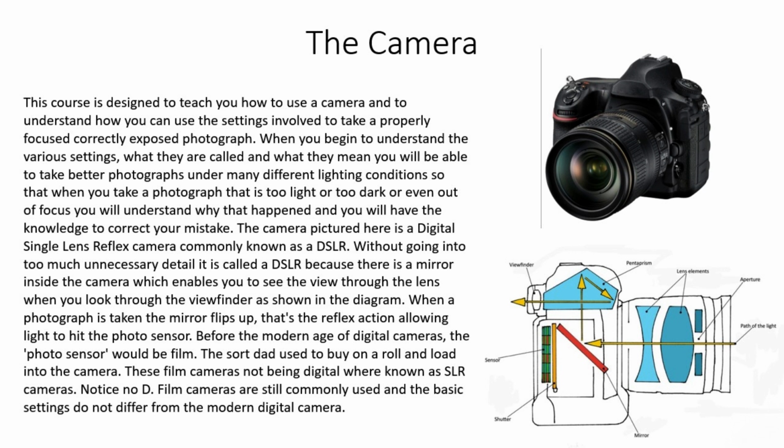Without going into too much unnecessary detail, it is called a DSLR because there is a mirror inside the camera which enables you to see the view through the lens when you look through the viewfinder, as shown in the diagram. When a photograph is taken, the mirror flips up, that's the reflex action, allowing light to hit the photosensor. Before the modern age of digital cameras, the photosensor would be film, the sort Dad used to buy on a roll and load into the camera. These film cameras, not being digital, were known as SLR cameras. Notice no D. Film cameras are still commonly used and the basic settings do not differ from the modern digital camera.